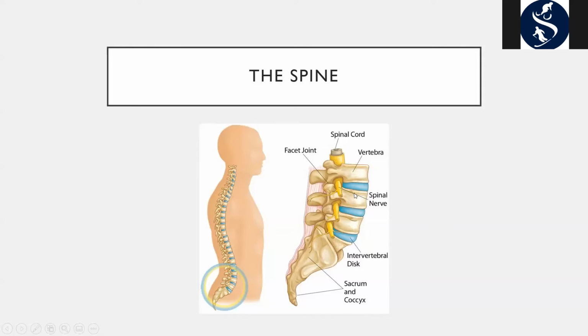The intervertebral disc is another important structure within the spine that provides not only support, but also shock absorption to our activities, and is a very common source of pain. We can see posteriorly, or on the back side of the spine, each vertebral body is attached to its neighbor by a facet joint, and these joints allow motion and rotation of the spine.